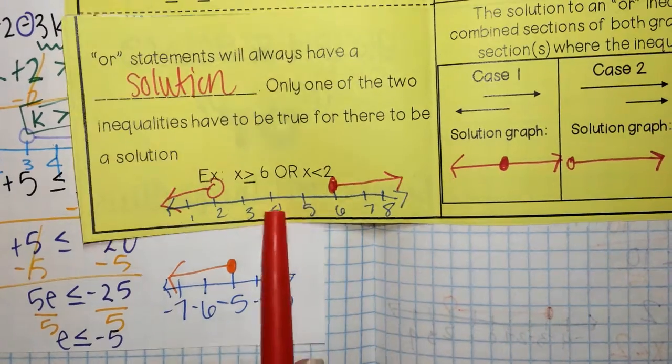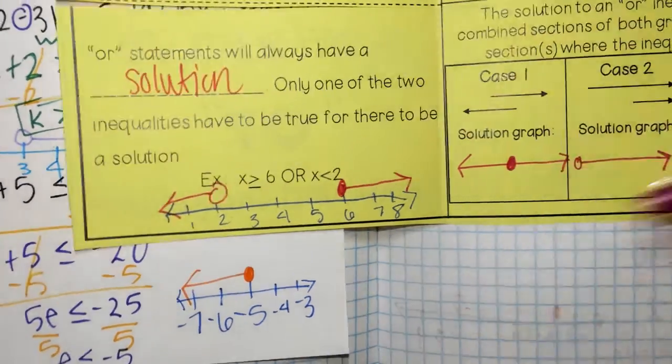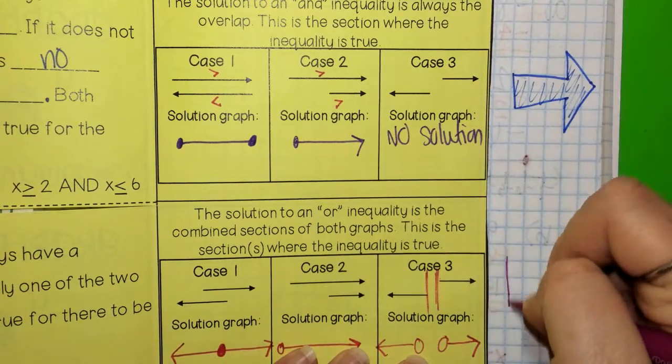So, does this graph look like case 1, 2, or 3? Number 3. Awesome. We don't flip it. This one goes opposite directions. Are we ready for some examples? All right, my and compound inequalities were in blue, so my or is going to be in this fuchsia color.